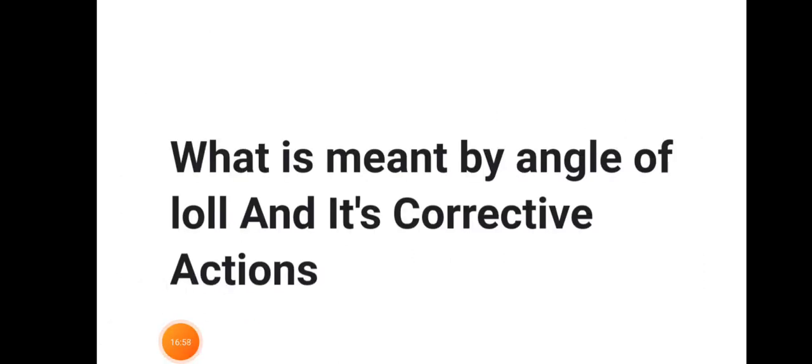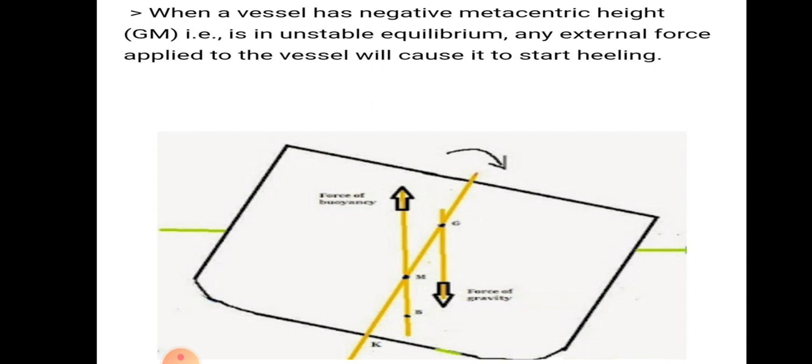What is meant by angle of loll and its corrective action? When a vessel has a negative metacentric height, we can say it is in unstable equilibrium. Any external force applied to this vessel will cause it to start heeling, and then gradually it will capsize.